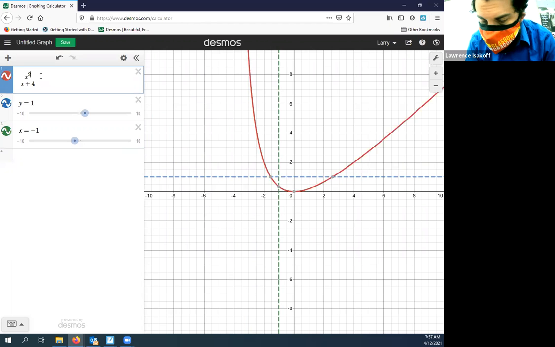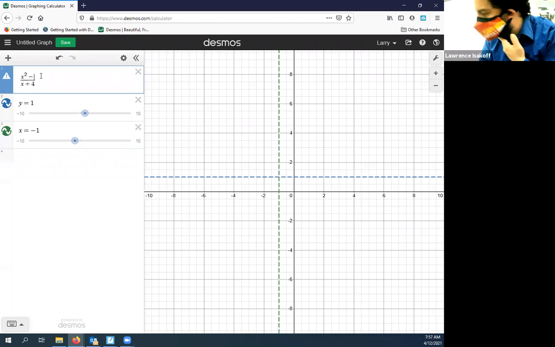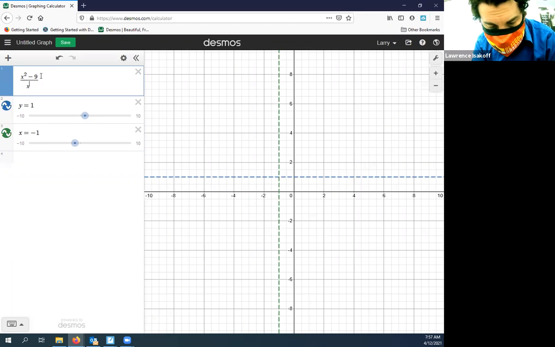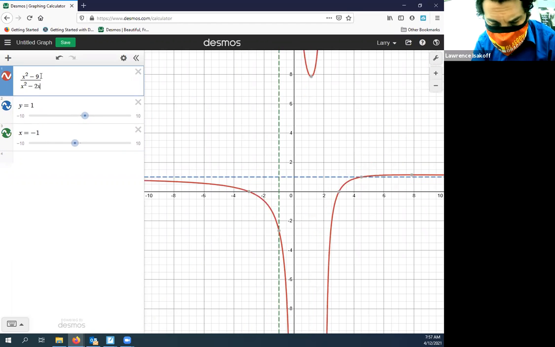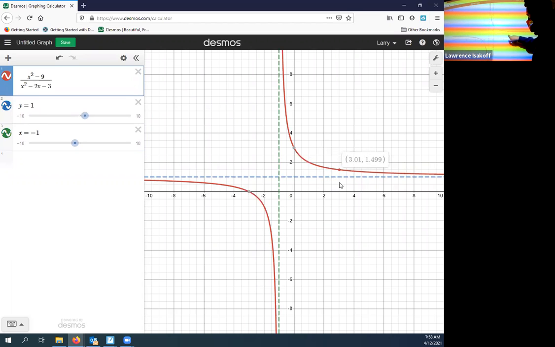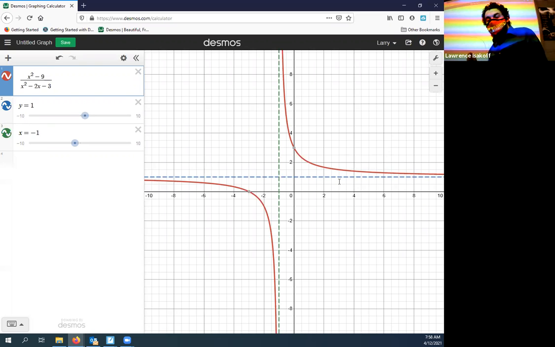So it said x squared minus 9 over x squared minus 2x minus 3. There we go. So this one's in my lower left and upper right. Again, if I'm looking for my point here, it tells me that 3 is undefined, meaning there is a hole there.